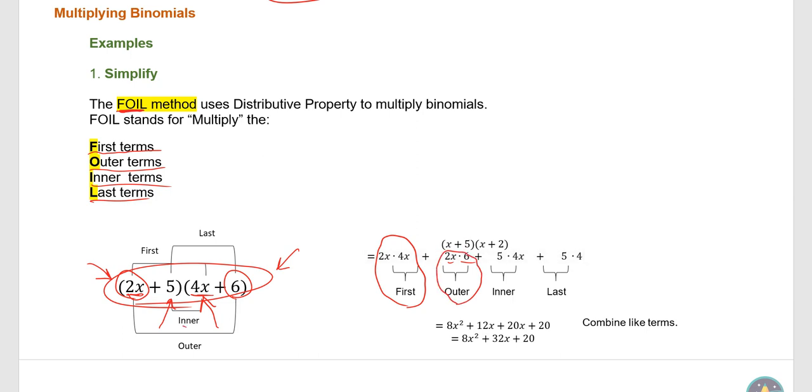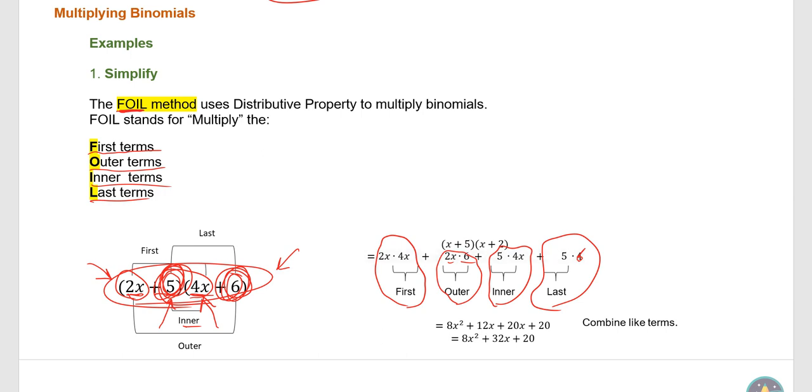And then the inner terms, as we said, are the terms on the inside. So plus 5 times 4x. So these would be the inner terms. And then the last terms being the product of the last term of each pair of parentheses. So in this case it would be 5 times 6. Last terms. This was a typo, this should be a 6.